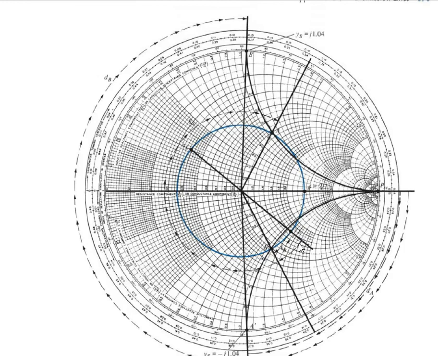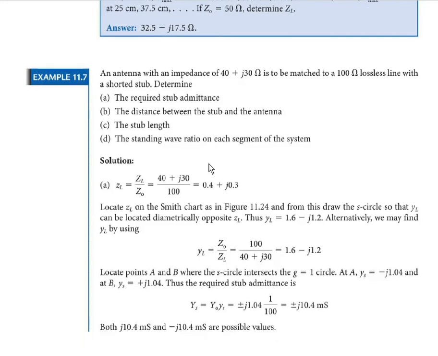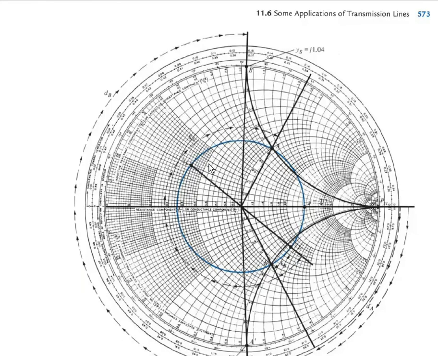So that's the stub distance. Then next we need the stub length. We now found the stub location, the stub distance from the antenna. Next we need to find the stub length. So the distance between the stub and the antenna is the stub location itself, and next we need to find the stub length. So what is the length required for this stub?